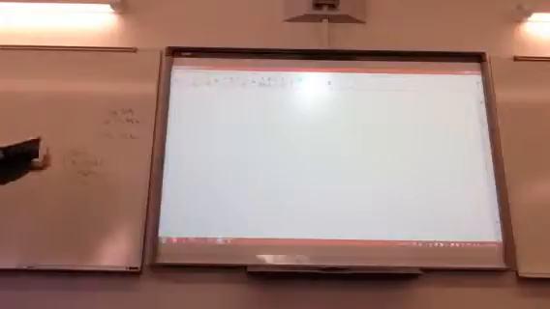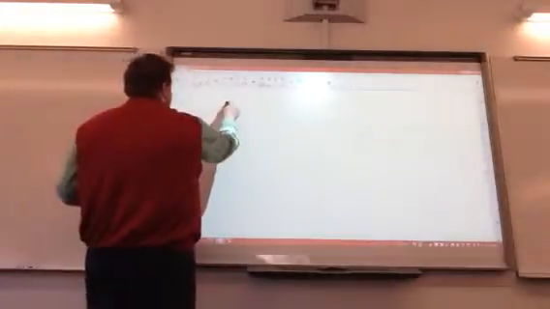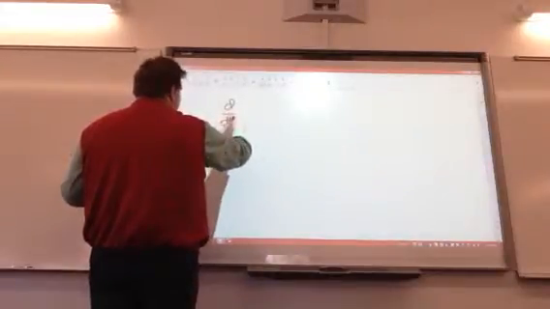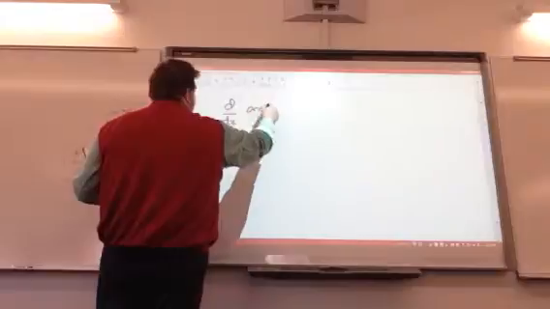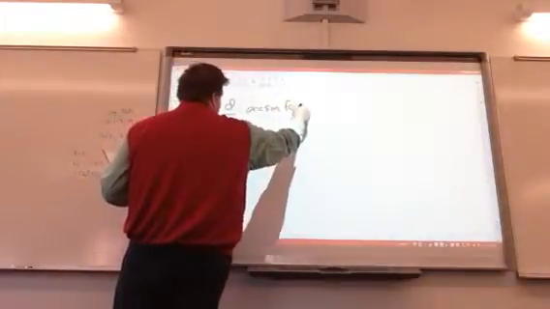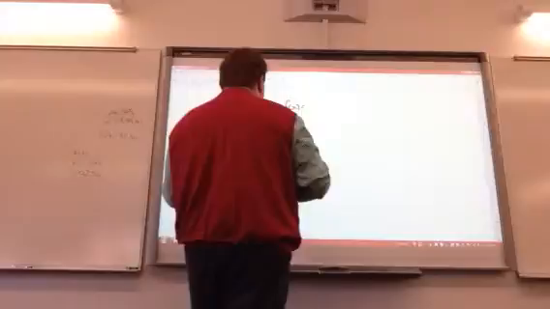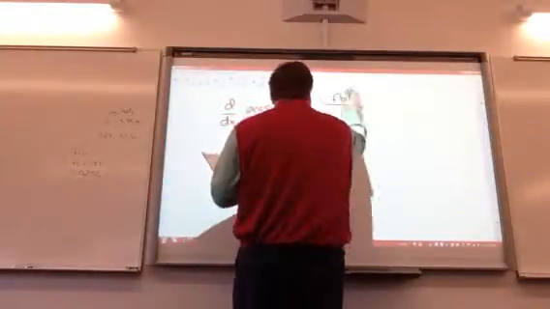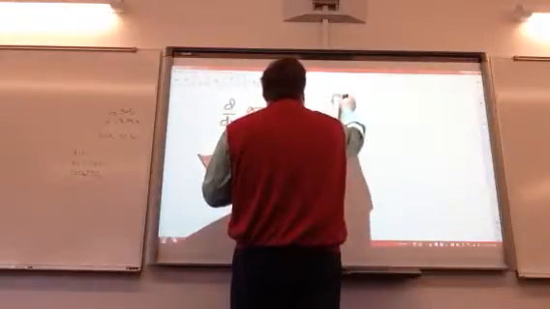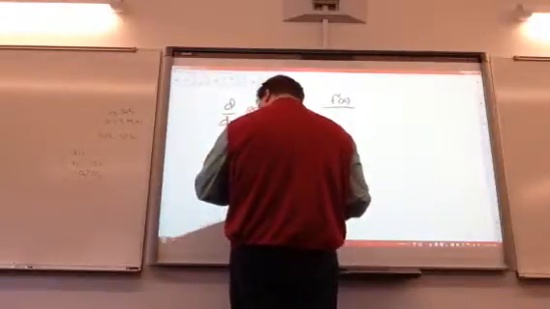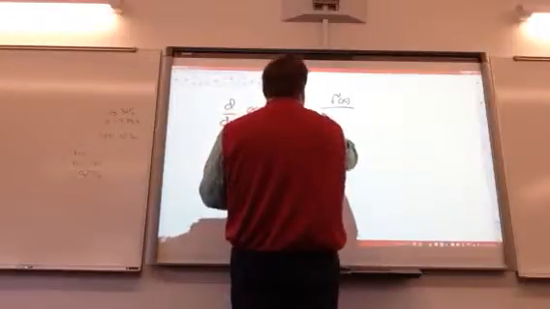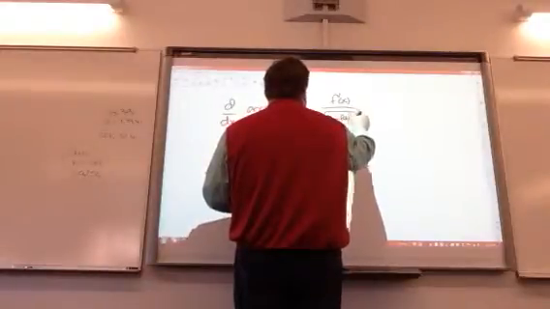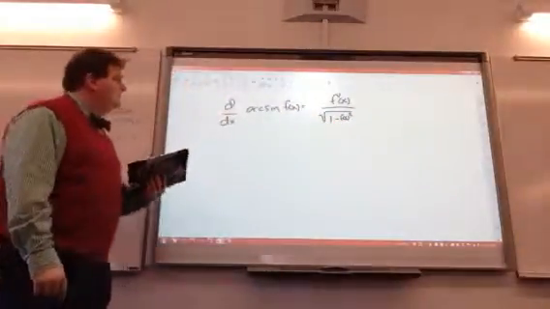Okay, so here we go. The derivative with respect to x of the arc sine of f of x is going to be f prime of x over the square root of 1 minus f of x squared.